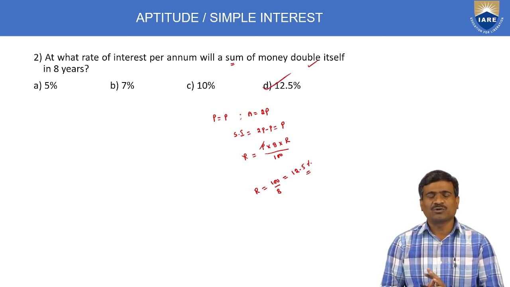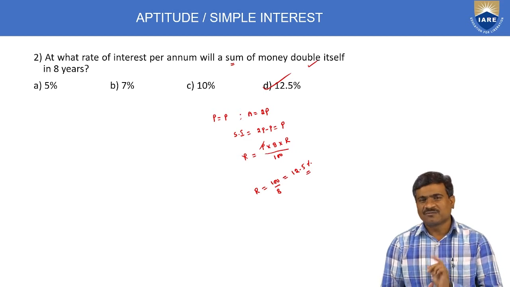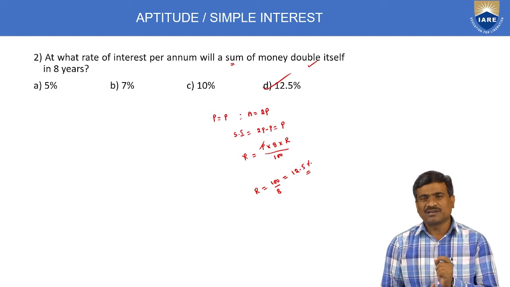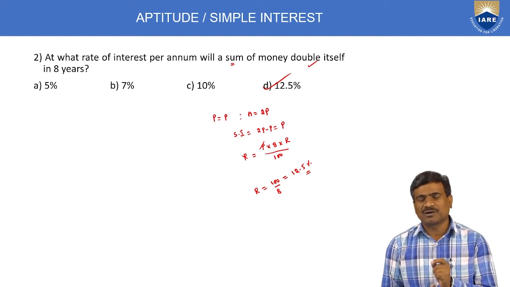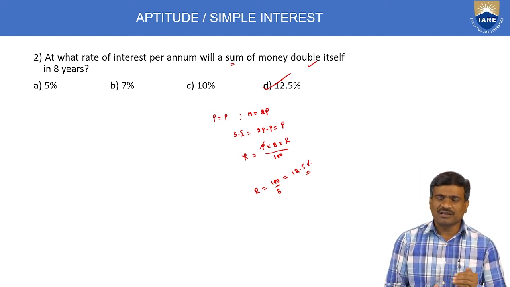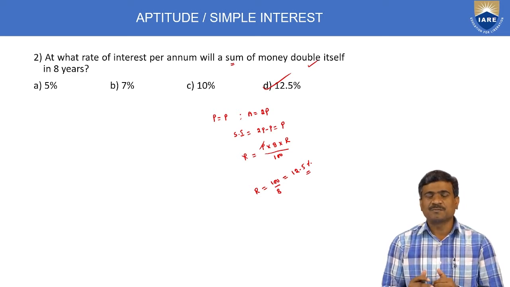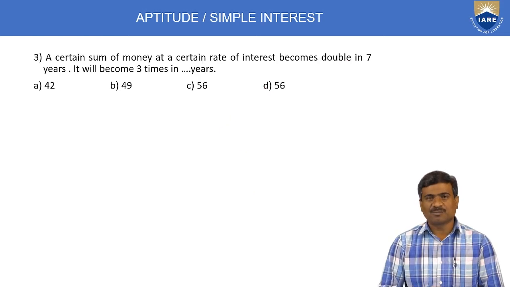Here only two concepts are important. First concept: amount is equal to principal amount plus simple interest, and simple interest is amount minus P. Next, simple interest is equal to PTR by 100. Using that formula, calculate R is 12.5%, option D only correct. Next, third example, number 3.